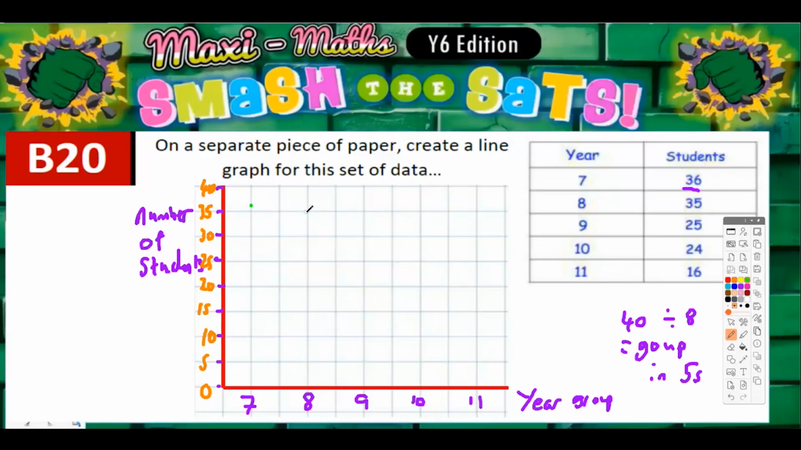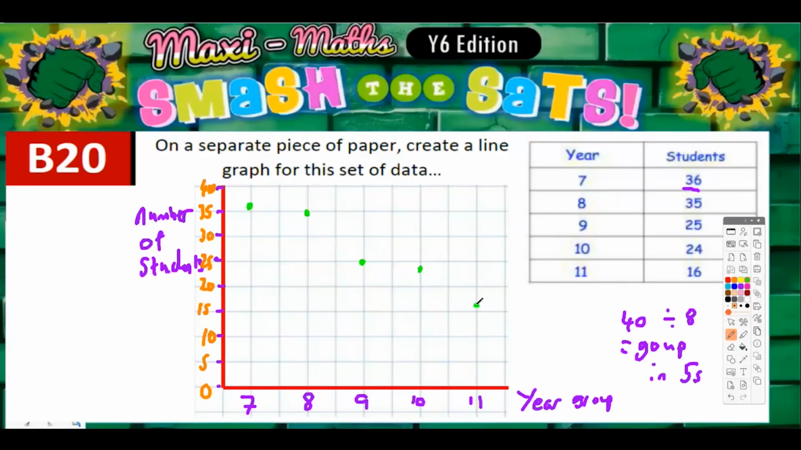Year 8 is 35, which is bang on level with that line. Year 9 drops down to 25, which is there. Just make those points a little bit bigger. Year 10 is going to be a little bit lower on 24, so a tiny bit lower. And year 11 drops down to 16. So 15 is there, 16 is there.